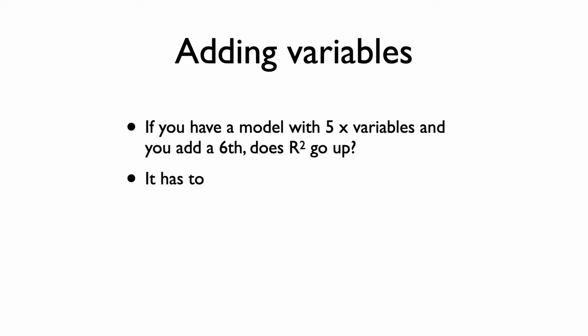It could, because there could be zero correlation, but any small amount will make r squared go up when you add an extra one in. The variance has no way to go down. But the question is, does it go up by enough that we care?